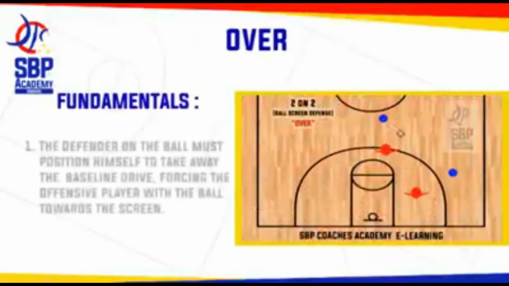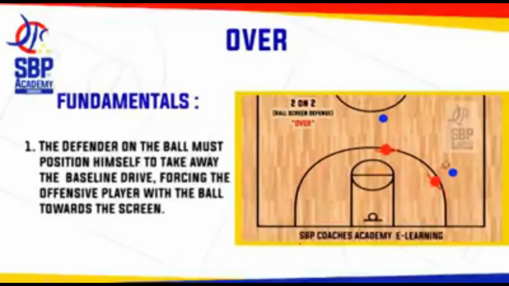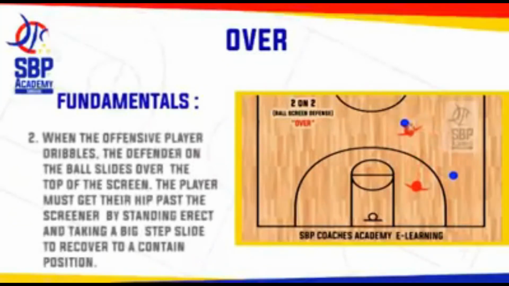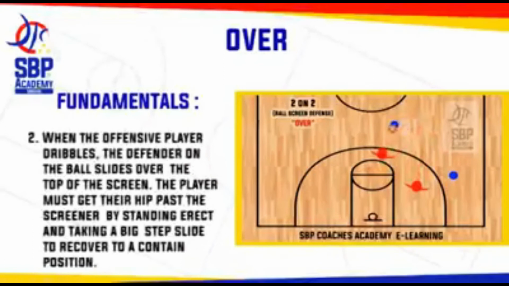Over. The defender on the ball must position himself to take away the baseline drive, forcing the offensive player with the ball towards the screen. When the offensive player dribbles, the defender on the ball slides over the top of the screen. The player must get their hip past the screener by standing erect and taking a big step slide to recover to a contained position.